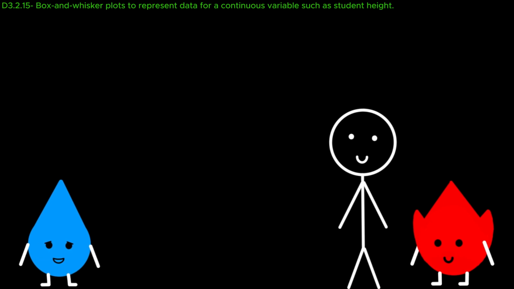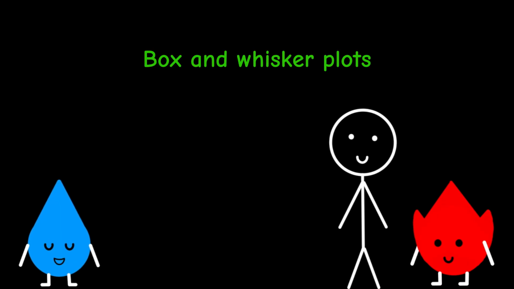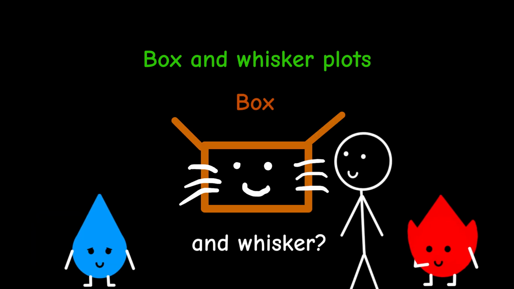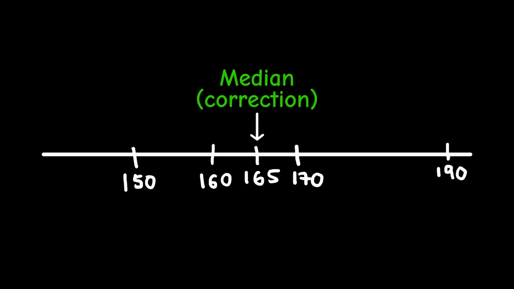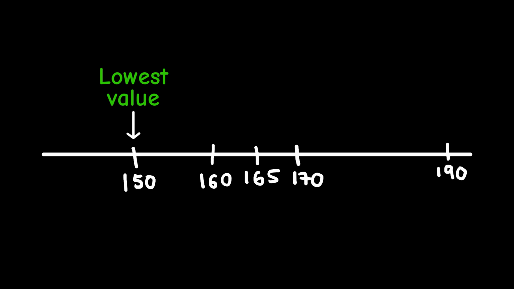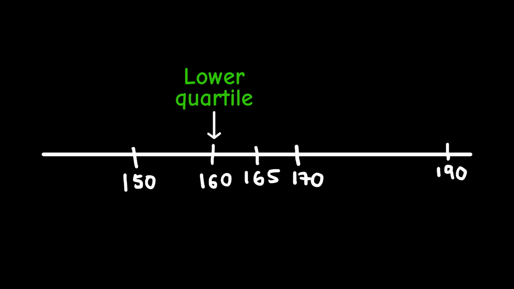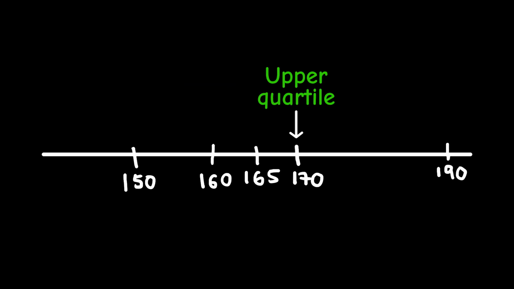To visualize all the phenotypes and be able to identify trends, we can use box and whisker plots. Not like that. Imagine you had a group of people with different heights. The mean is 165 centimeters. The shortest person is 150 and the tallest person is 190. The lower quartile is 160 and the upper quartile is 170. This is how you would draw the box and whisker diagram.